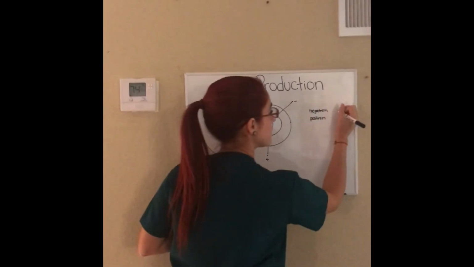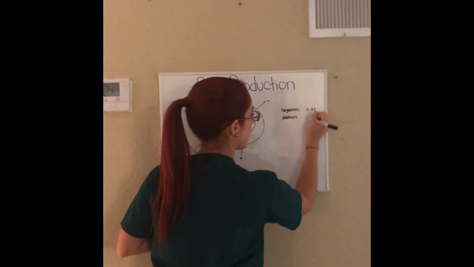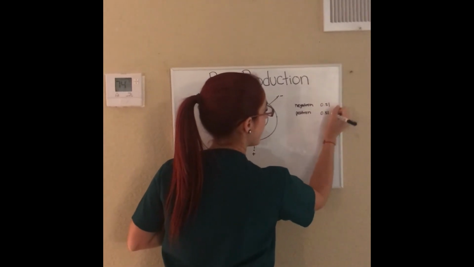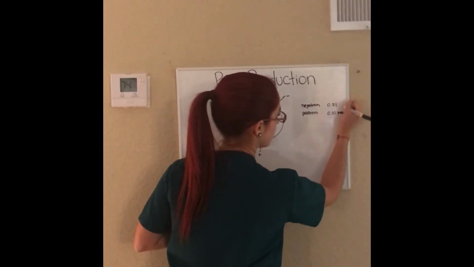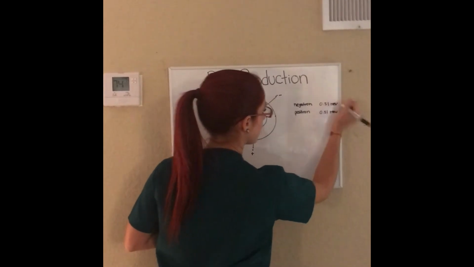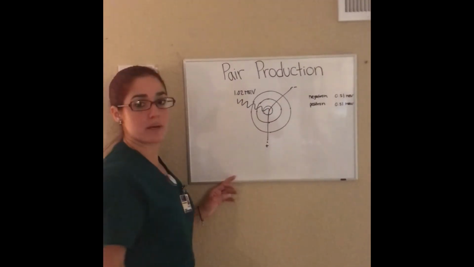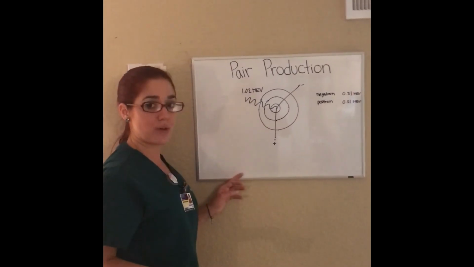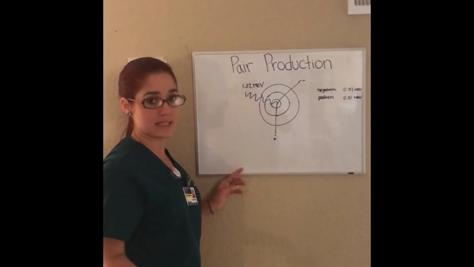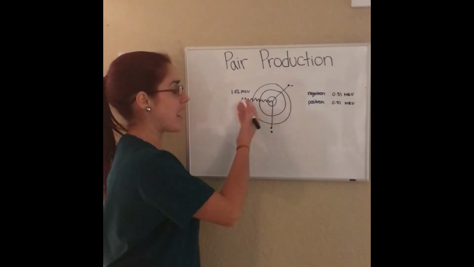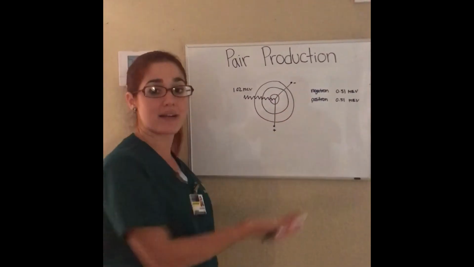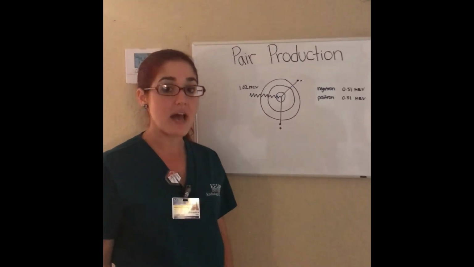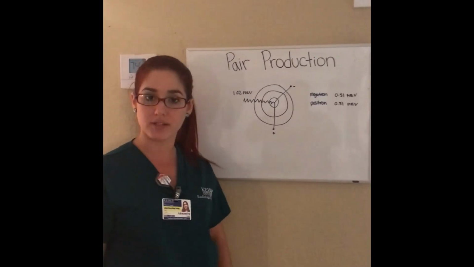These two are going to be split up into 0.51 MeVs. The negatron is going to be absorbed by a nearby atom. The positron is going to interact with another electron and quickly disappear. The process of energy turning into matter and converting back into energy is called annihilation. Annihilation only occurs in paired production.